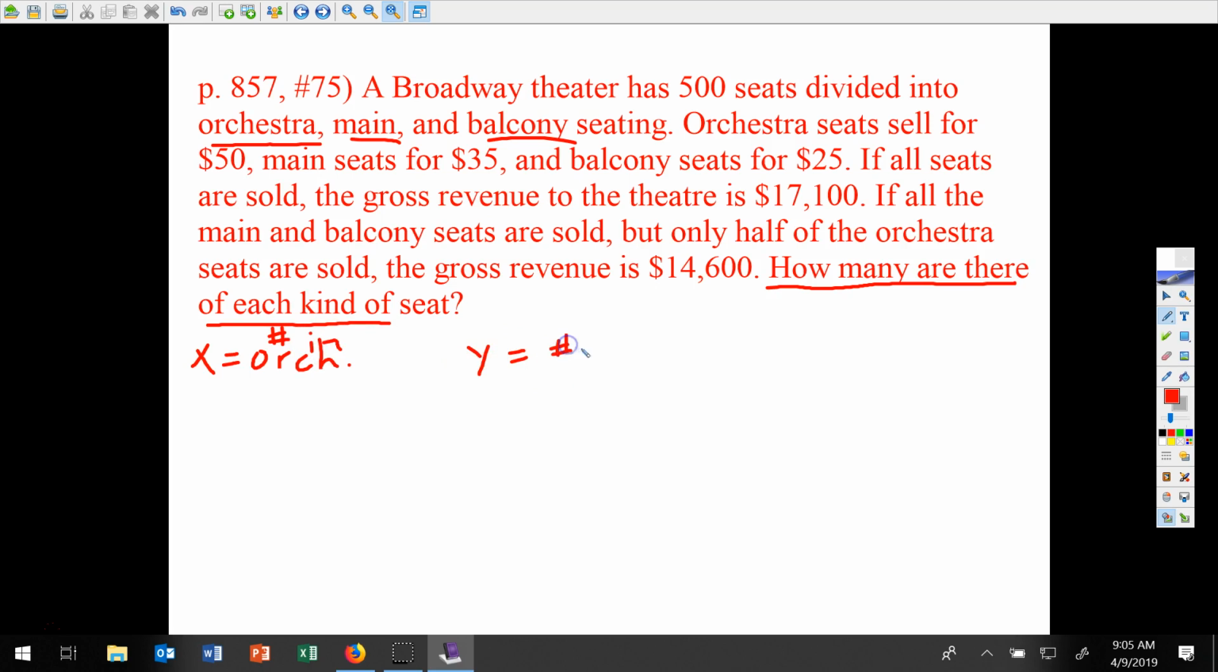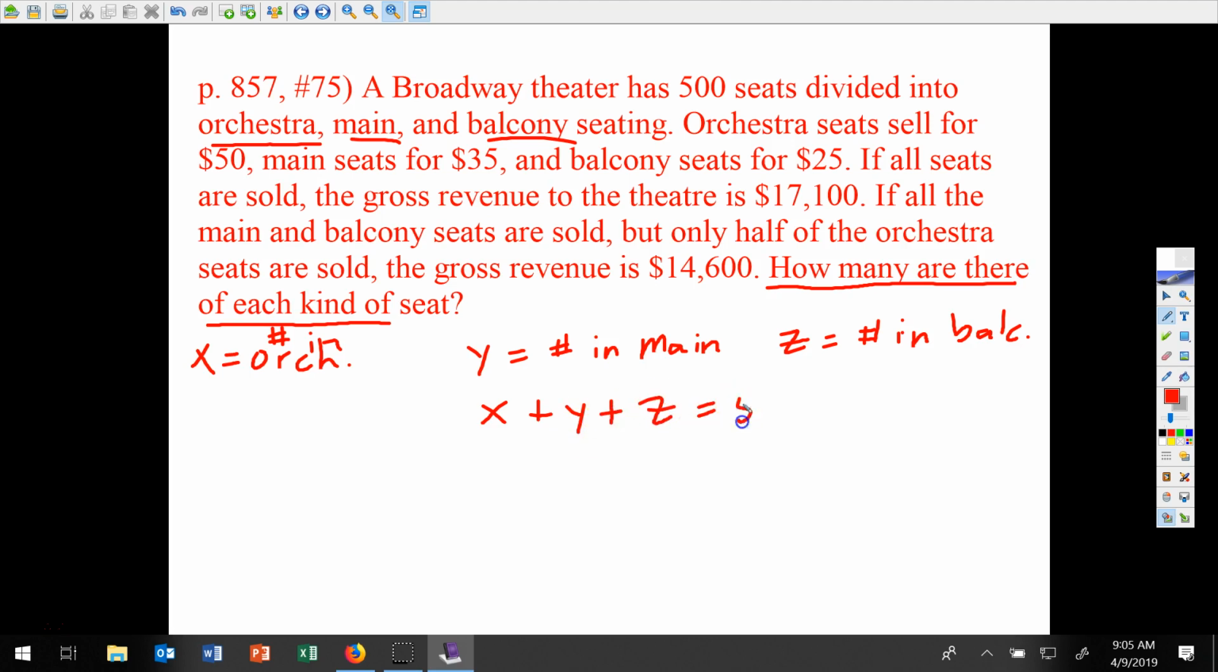Y will be the number in the main section. And Z will be the number in the balcony. Okay, and typically in these word problems, there will be separate sentences that will lead you toward an equation. We need an equation that represents the total number of seats in the theater. And there's how many? Okay, so Cody, what would that equation look like?